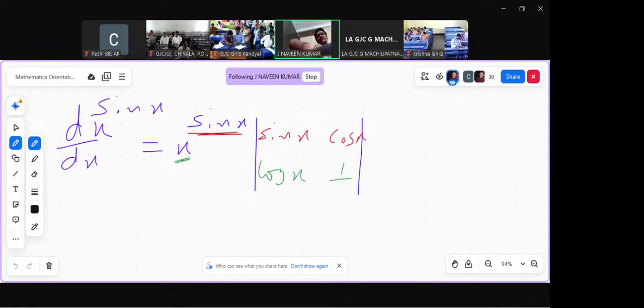Log x, derivative 1 by x, it is completed. Then the student can directly say the answer: x power sin x into sin x by x plus cos x log x. x power sin x into sin x by x plus cos x log x.